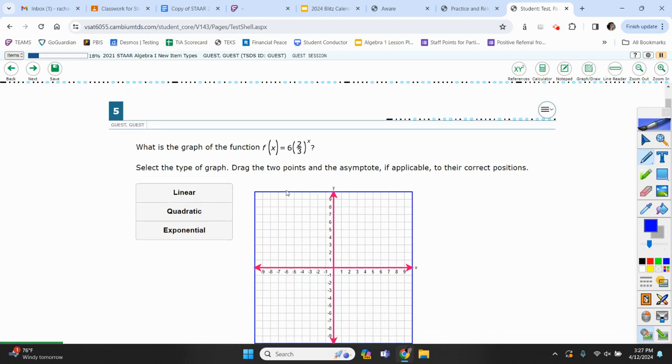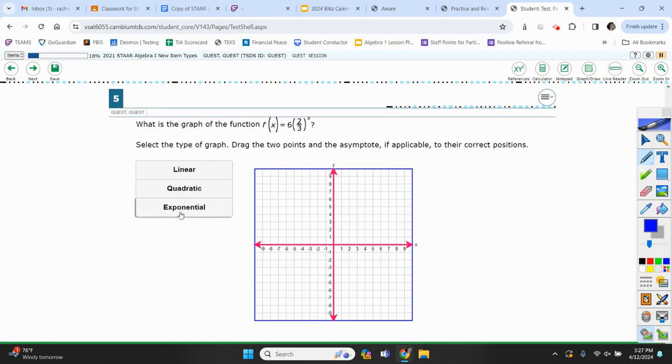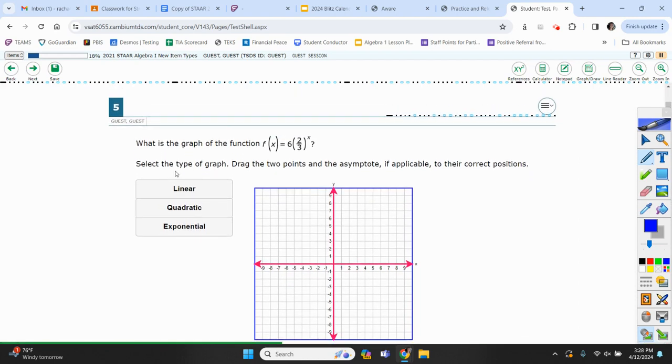Number 5. So this is one of the graphing ones. The first thing you have to do is select the type of graph. So is it linear, quadratic, or exponential? What I recommend is type this in Desmos and see what it looks like. Does it look like a line, a parabola, or something like this? You should know that because the x is in the exponent, it's called an exponential function.